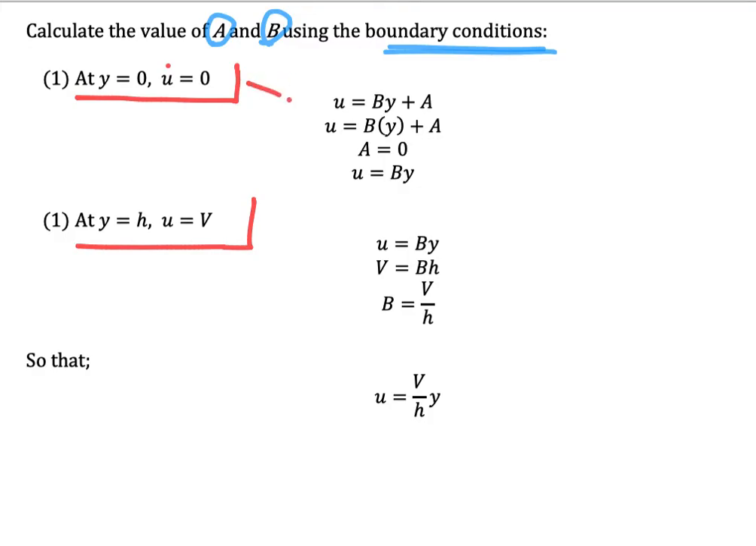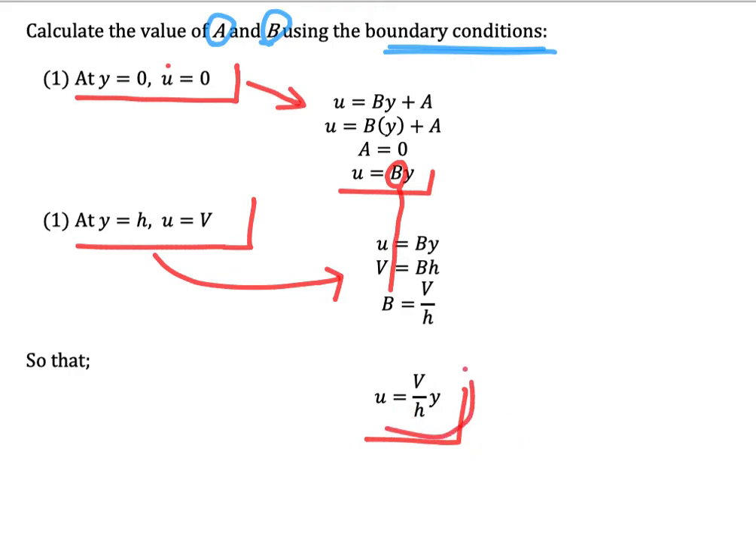So we substitute this condition into the equation. We found that a is zero, so u is equal to by. And then we substitute y equal to h and u equal to V. So we get b equal to V over h. Then we could substitute the value of b into these terms. So we get u is equal to V over h times y. So this is the idea.